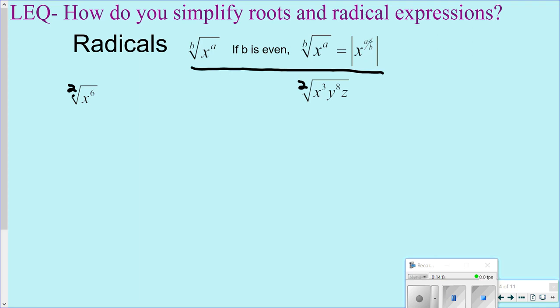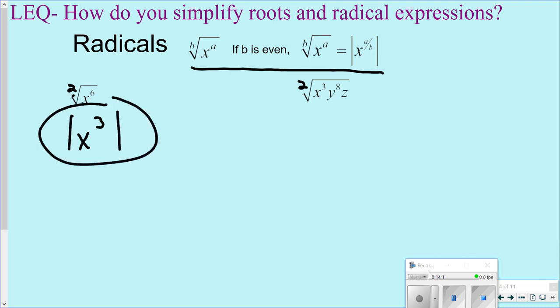So then we're going to apply this rule, and that says we're going to divide 6 by 2, and we're going to get 3. So we're getting x cubed. But then, because this root was even, 2 is an even number, I have to put that inside of an absolute value. And my final answer is the absolute value of x cubed.